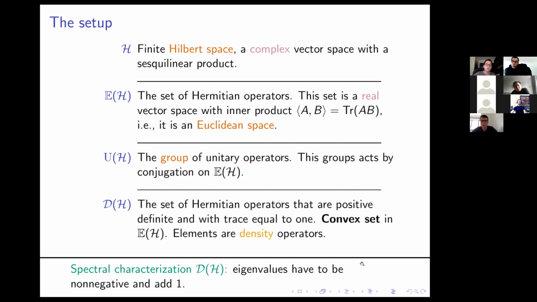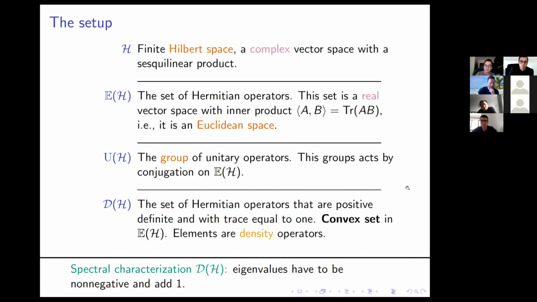And the set of density operators then has a spectral characterization. We are basically looking at all Hermitian operators that have eigenvalues between 0 and 1, and they add to 1. So eigenvalues are non-negative and they add to 1. And this will be a common theme. Instead of classifying operators, we classify their eigenvalues, and sometimes that is enough. So we go from operators to eigenvalues, we talk about their spectrum. So this is the setup. And by the way, everything is finite, so there are no issues with convergence.